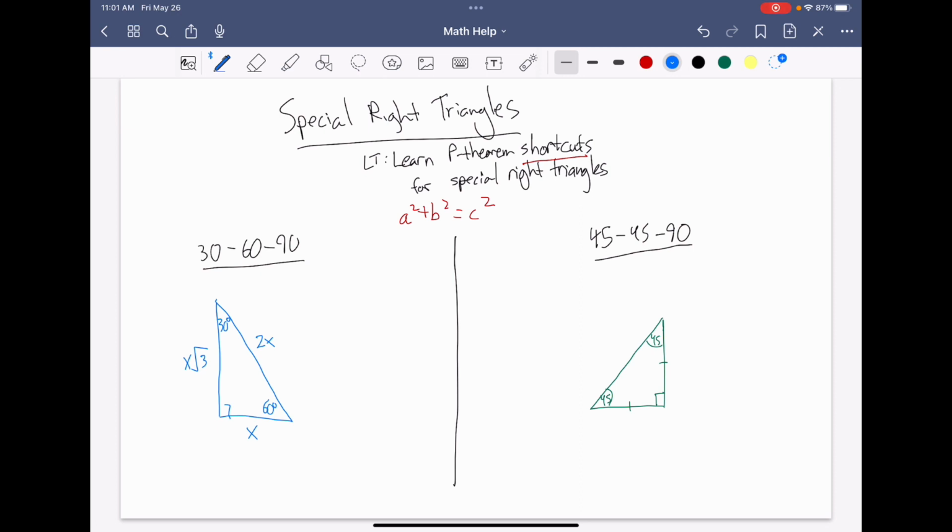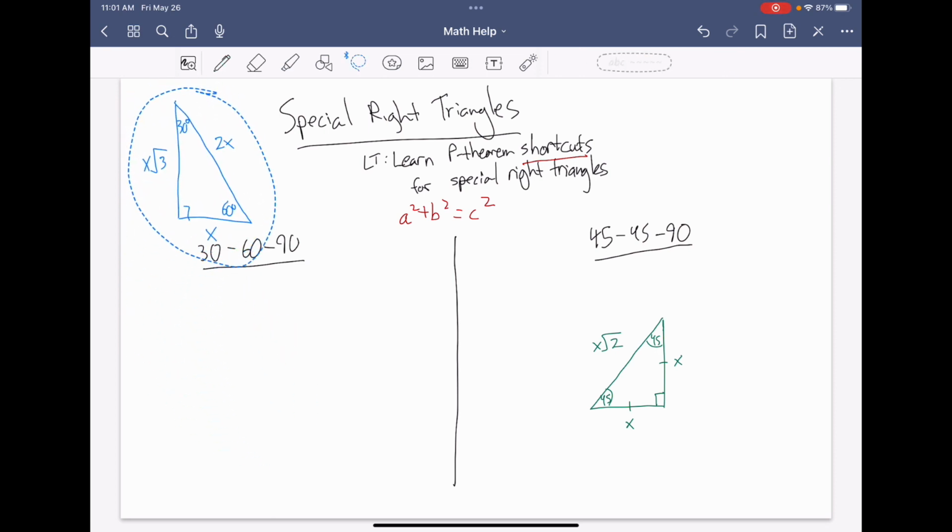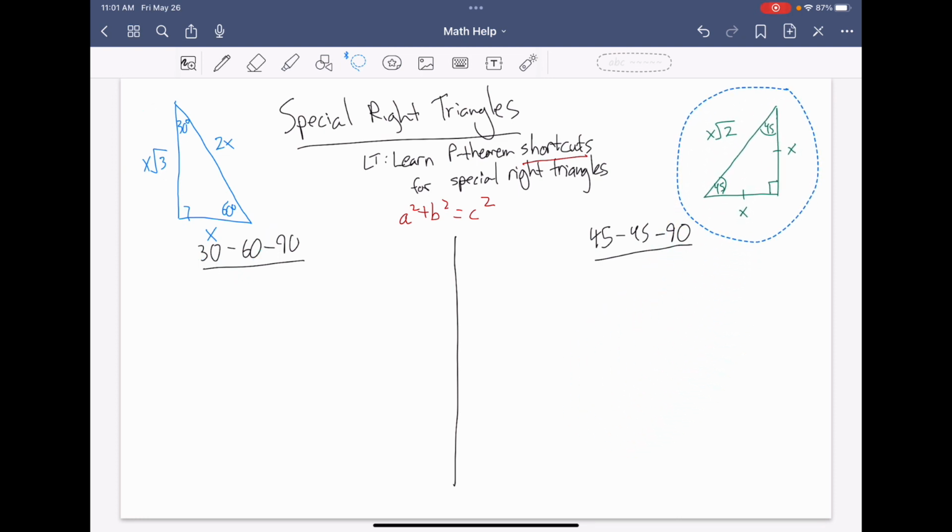All right? And then with the 45, 45, 90 right triangle, the form is both of the legs are the same, so it's x. And what ends up happening is that the hypotenuse is going to be x square root 2. Okay? So I'm going to take these and put them over here so we can see them. And then let's do some examples.